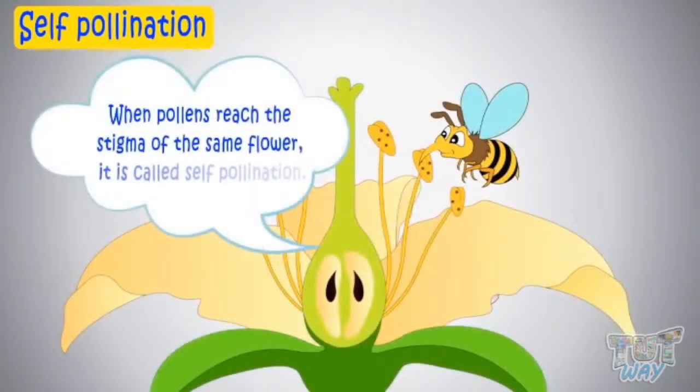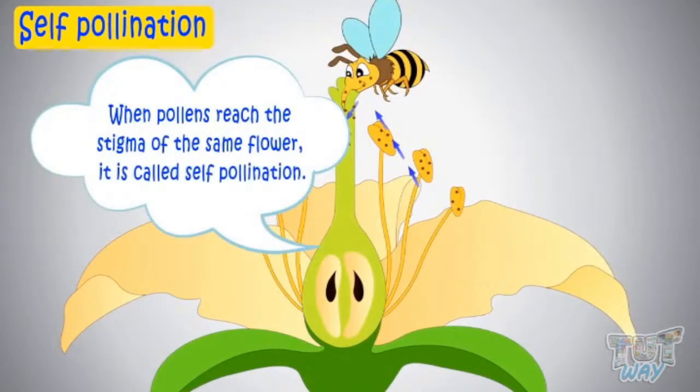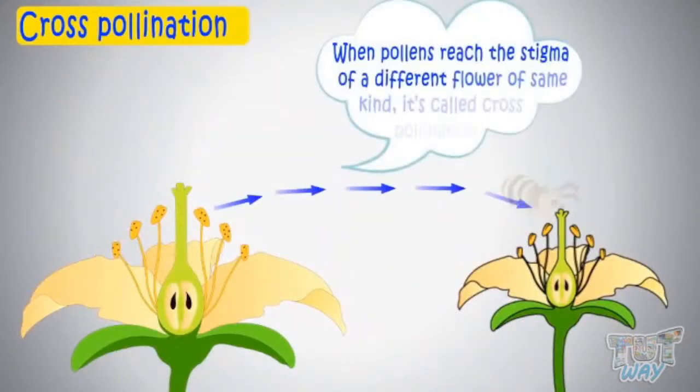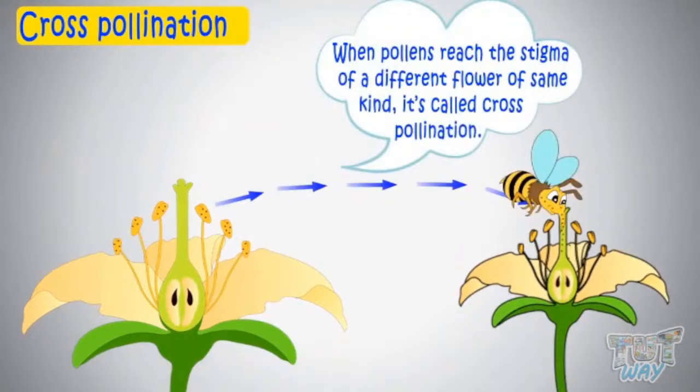When pollens reach the stigma of the same flower, it is called self-pollination. When pollens reach the stigma of a different flower of the same kind, it is called cross-pollination.